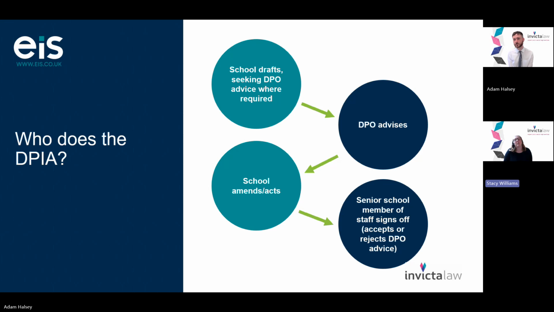Thanks, Adam. So let's look at who does the DPIA. What we would say is the school drafts the DPIA and seeks advice from us as DPO where required. We would then advise on that DPIA. So is there missing information? Do we need to go to the supplier to seek more confirmation around the AI elements of the processing? Then the school will act on that advice and make necessary amendments to that DPIA. And then finally, a senior school member of staff will need to sign off that DPIA, and they will confirm whether they accept or reject the DPO's advice on that DPIA.